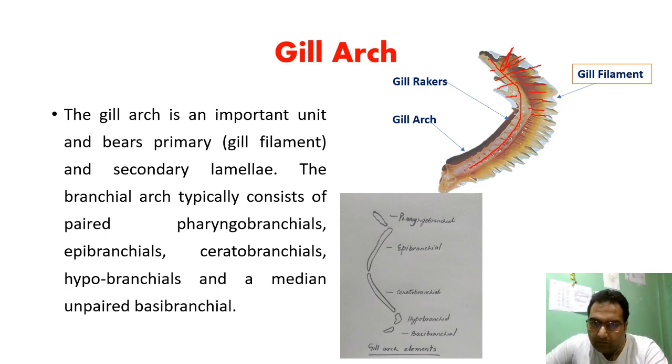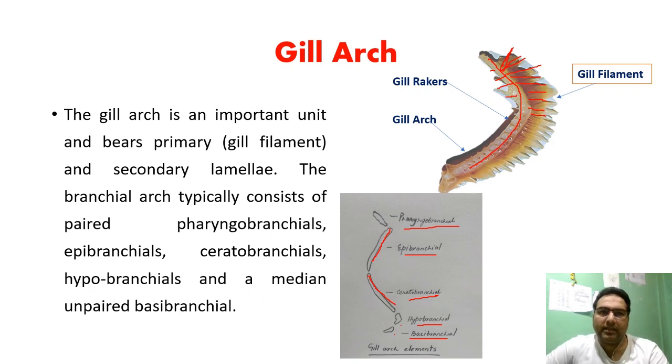Now, when we see the internal structure of the gill arch, we see that it is composed of the pharyngobranchial, then this is the epibranchial, and this is called the ceratobranchial, and then a small bone called the hypobranchial, and a small median unpaired basibranchial. Whereas other bones are in pairs, this basibranchial is unpaired in the case of this gill.